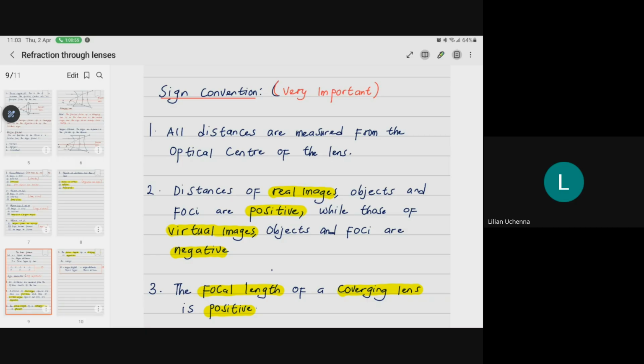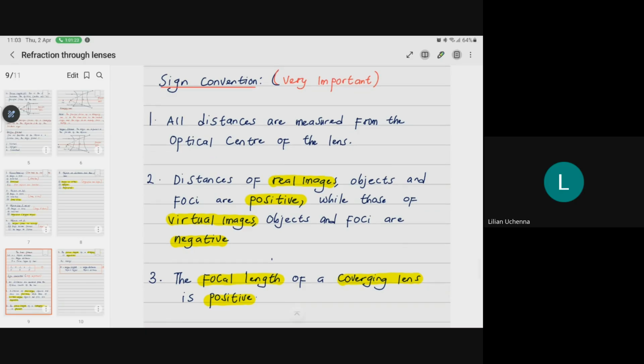All right. Then number two, the distances of real image, object and foci are positive. When it comes to real image, everything is going to be positive. While for virtual images, the object and the foci are going to be what? Negative, right? So that means the focal length of a virtual image is going to be negative, right? The object distance is also going to be negative.